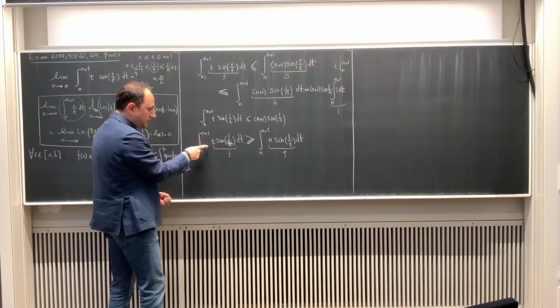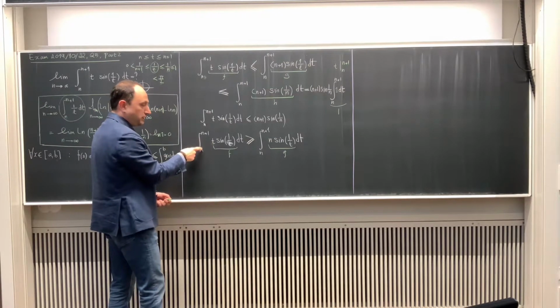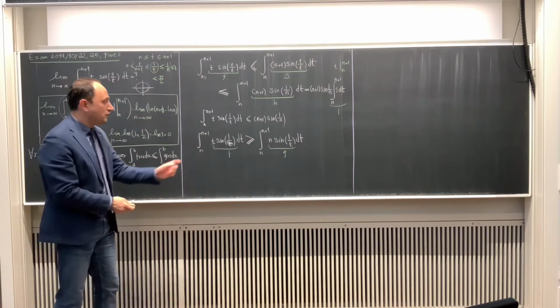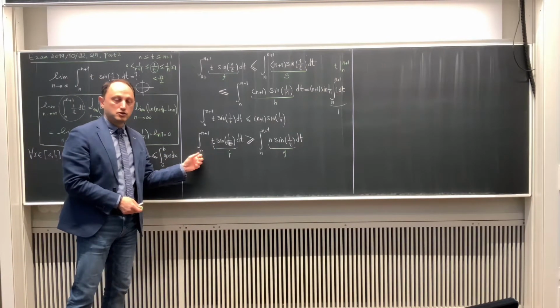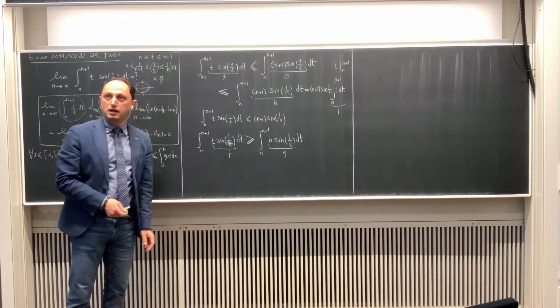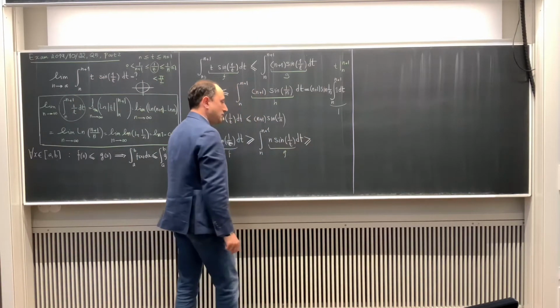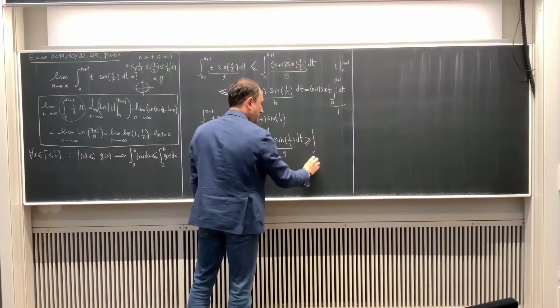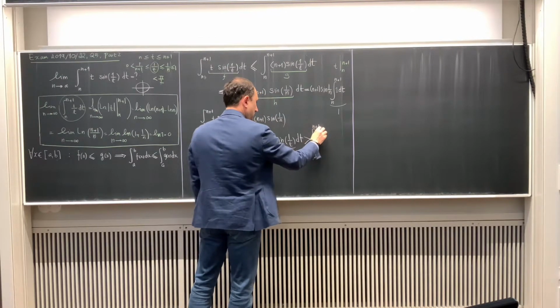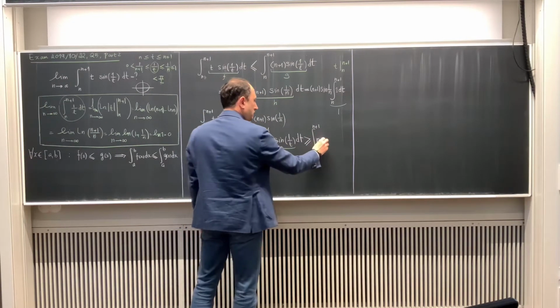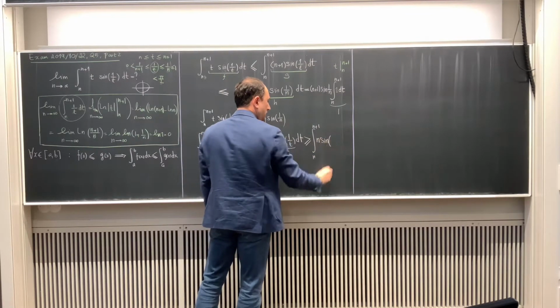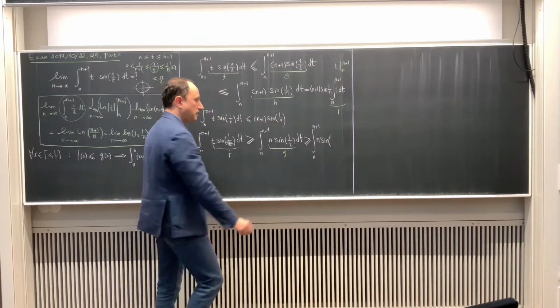But this is clear that t is larger than n because t is between n and n plus 1. So the lowest value of t is n. So this one is definitely bigger than that one. Yes? But I can continue with the same idea. Can you tell me what I will do next? I will repeat this n, but what will I write for sine? Instead of 1 over t, I write what? And then dt.